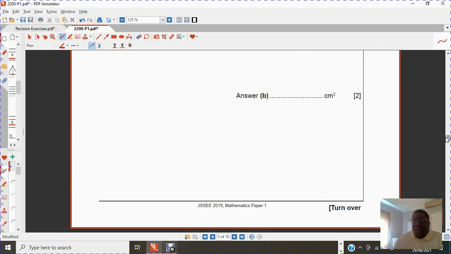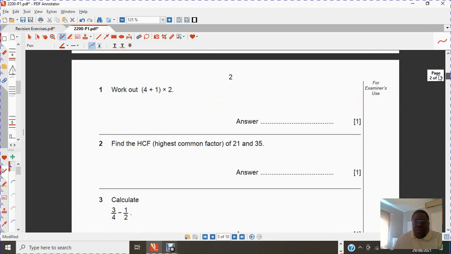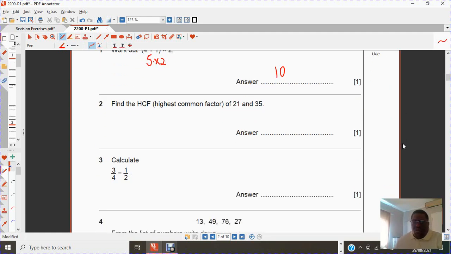But I'm going to go ahead and start from the beginning. Right, so first question, remember, no calculator used. They want you to work out 4 plus 1 times 2. So you need to do the brackets first. All right, so this answer is nothing but 10. There are many ways you can get to that, but that's not a big problem. You should not have to struggle.